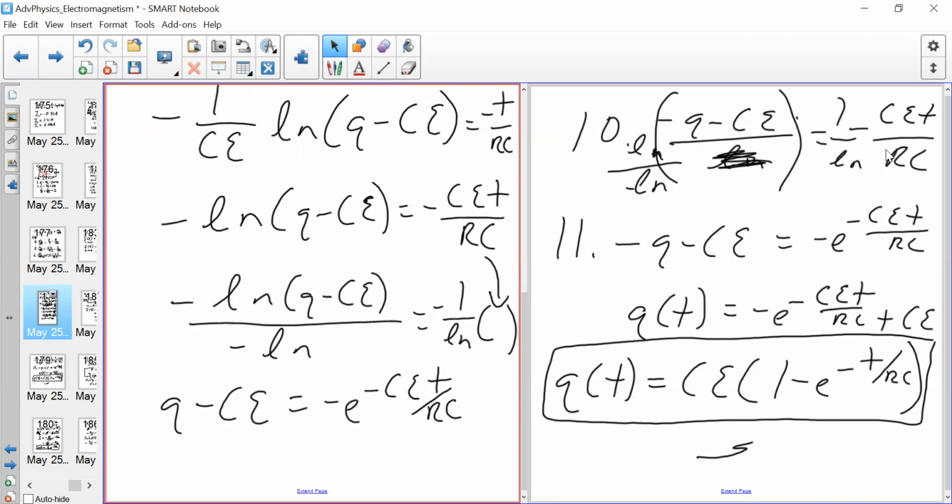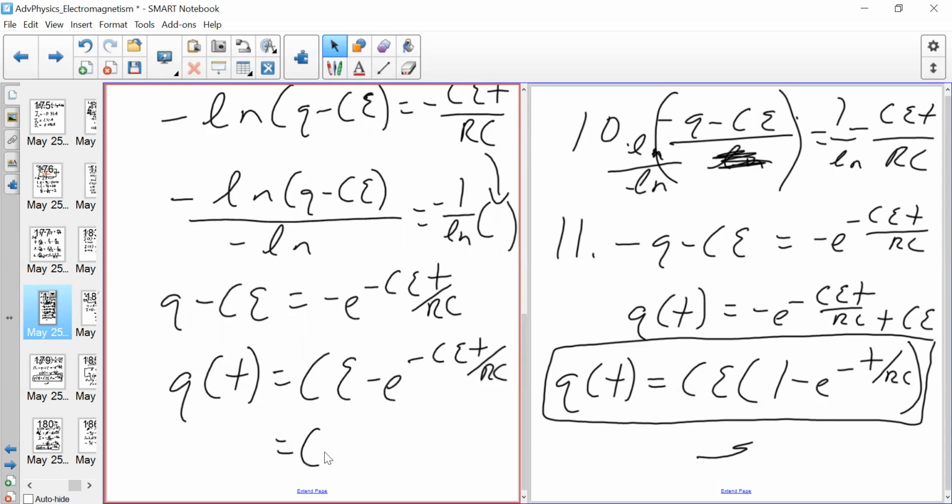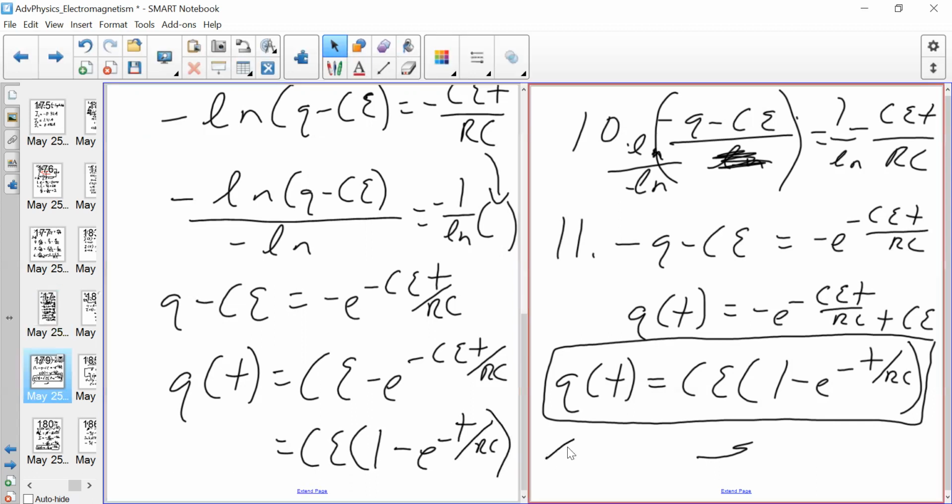So I'm going to make a disclaimer that step 9 through 11, here's the addendum for that. And I just feel like I didn't clear that up, and I just wanted to make sure that this is all clear. So then this q, as a function of time, really, it's going to be equal to c epsilon times minus e to the negative c epsilon t over rc. And I can just factor out a c epsilon. That becomes 1 minus e to the negative t over rc, and which we get at this point.